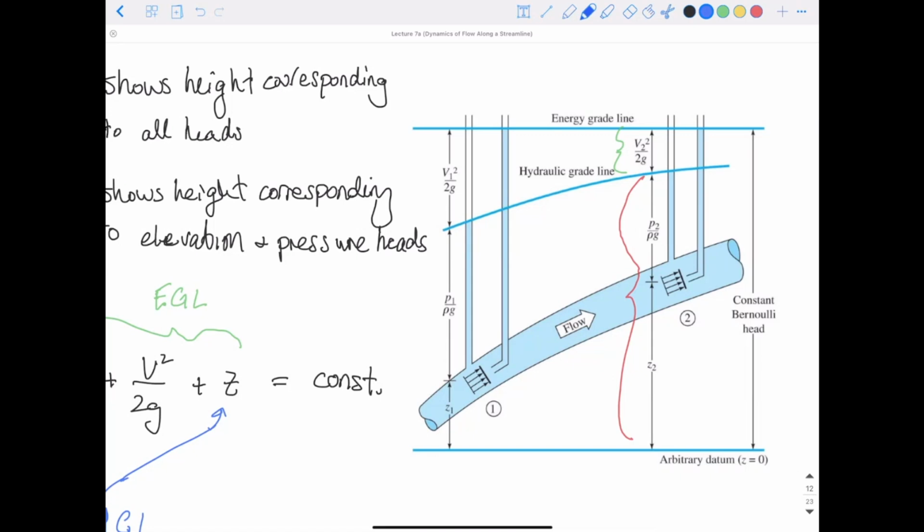So right along the wall of our pipe, because of the no-slip condition, the velocity along the walls of the pipe must be 0. If the velocity is 0 at the edge of the pipe, the only heads we would see at the edge of that flow would be our elevation head and our pressure head. To see our velocity head, we have to look at the pressure in the middle of our flow, which would include the velocity of our flow. Good.